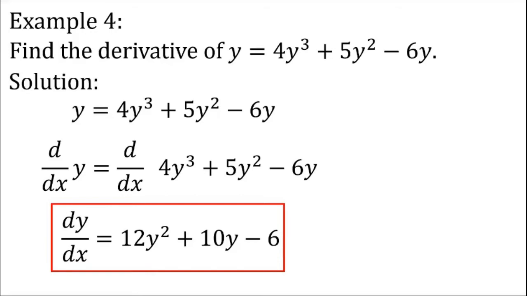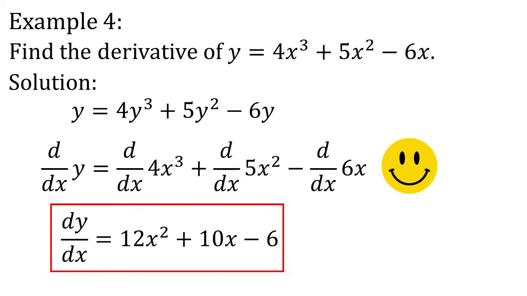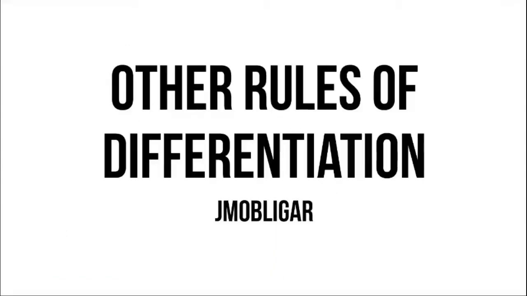Yes, Kenneth. I think po is dapat naka-parenthesis po yung 4y cubed plus 5y squared minus 6y po. Very good, Kenneth. It should be inside the parentheses. Very good, Kenneth, for figuring that out. Another way, all the terms must have the operator. So now let's proceed to other rules of differentiation.